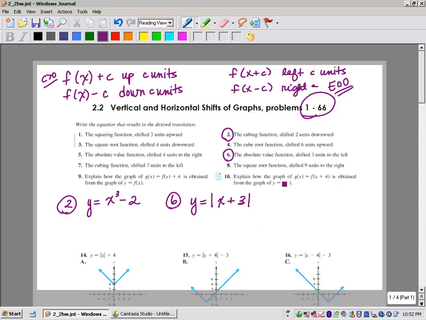And you can confirm these by graphing. If you graph the basic function and you graph the shifted function on your calculator, you should see that you get the desired result.